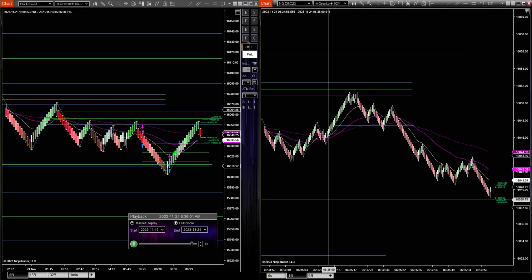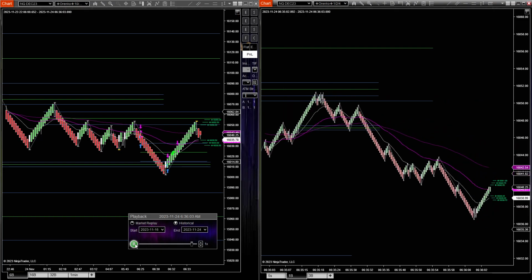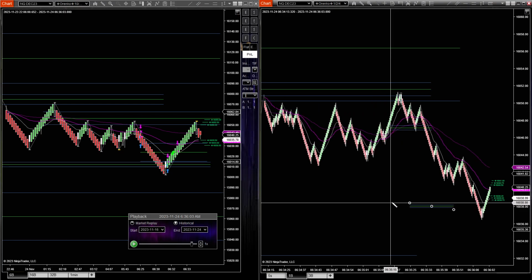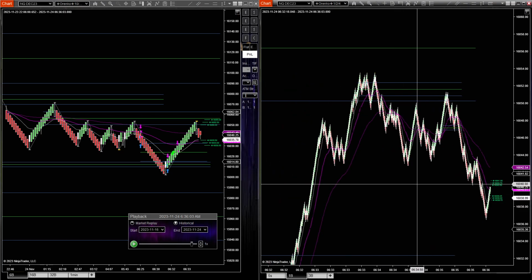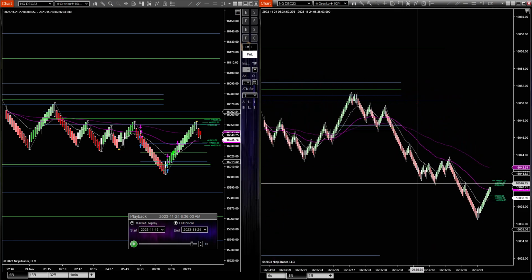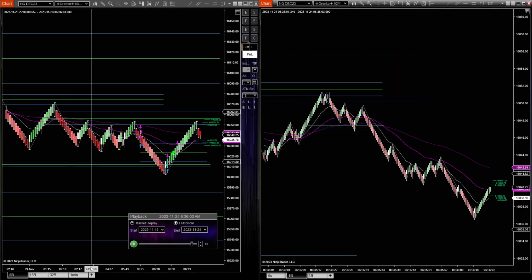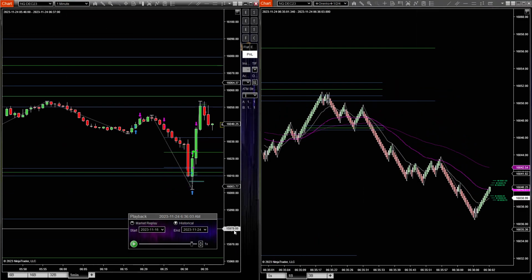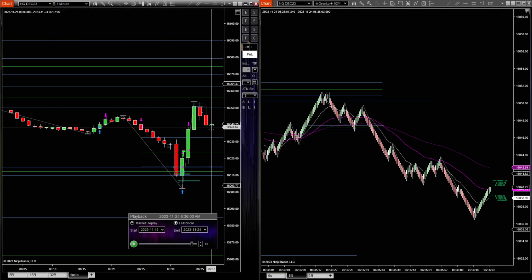So here again, we could have almost taken a shift failure for an entry. We ran this high, came down, gave us the shift up. But I wouldn't be looking to buy here, looking to sell. Bam. Okay. We would look to buy if maybe on the 1 minute it came down a bit more.